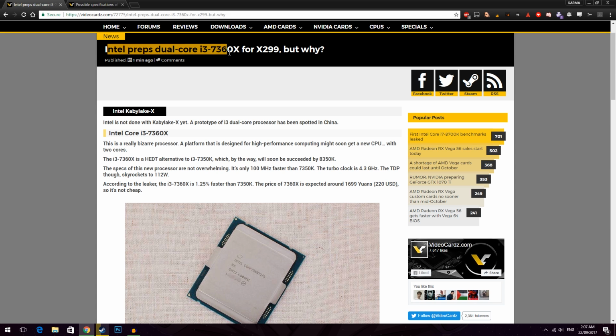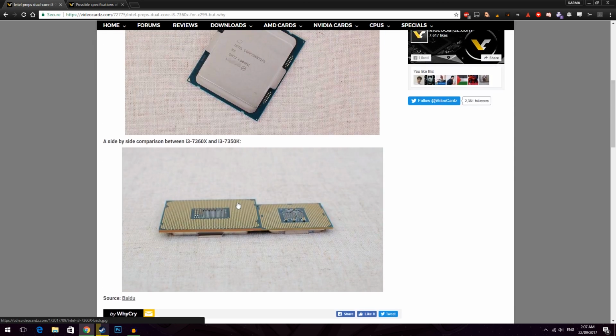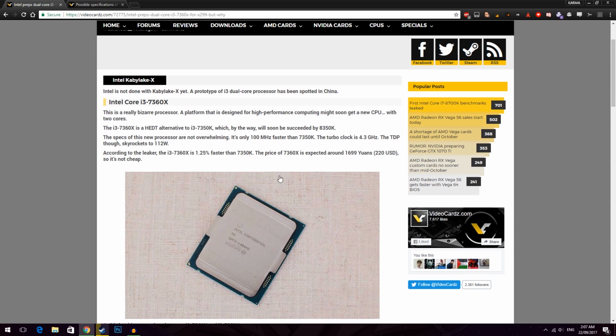So, Intel preps dual-core i3-7350K for X299 and even video cards. Now, Intel, he said, is not done with Kaby Lake X yet. A prototype of an i3 dual-core processor has been spotted in China on Baidu. That's the source. Baidu, I don't know how to say it. So yeah, basically it's a 7350K with a 100 megahertz overclock. That's it. And a higher TDP. In other words, if you buy this, you're getting a more expensive 7350K.